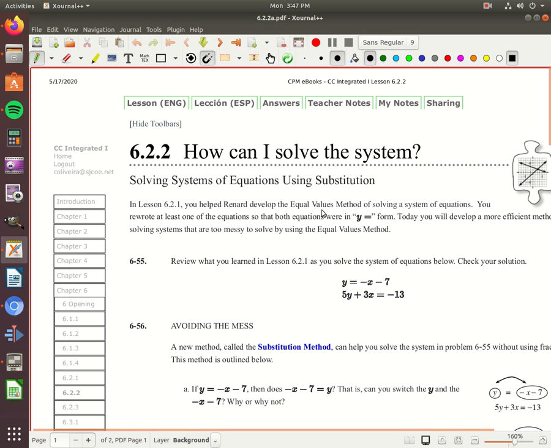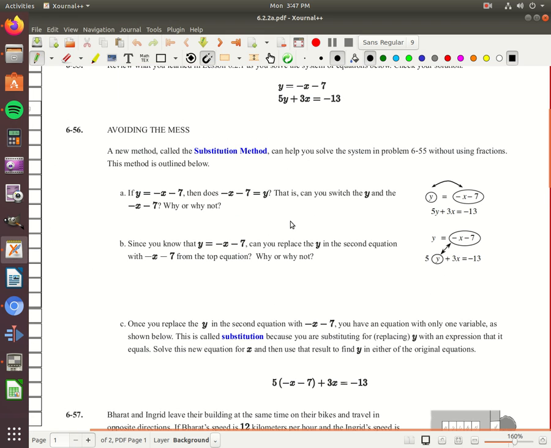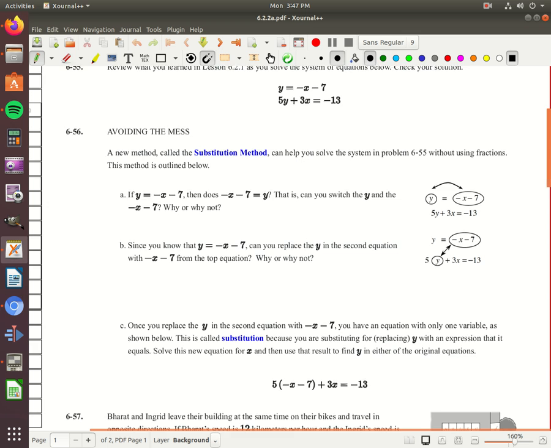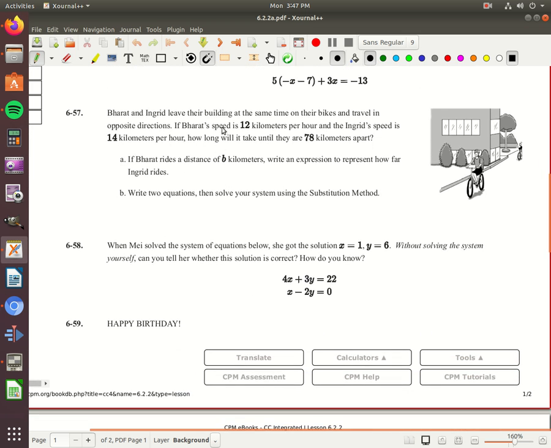Now, if you look here at 656, it's actually discussing everything we just discussed. So let's go to 657. Bharat and Ingrid leave their school building at the same time on their bikes and travel in opposite directions.